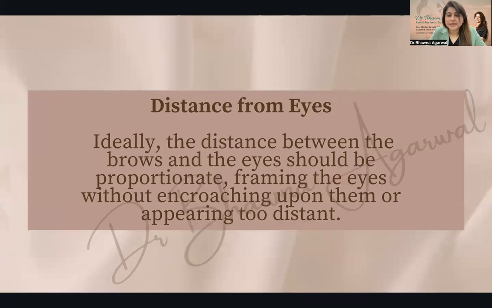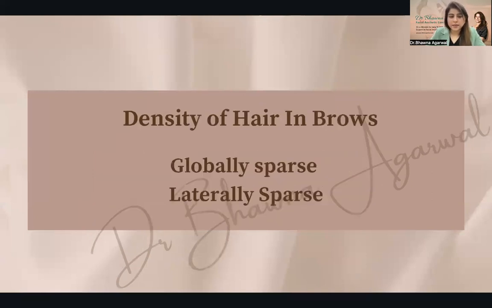The distance from the eyes has been discussed in previous videos. It should be proportionate, framing the eyes without encroaching too much or appearing too distant from them. The density of the hair in the brows could be globally sparse or laterally sparse. If the density of the hair is less, then certain procedures like microblading have to be considered before getting Botox or any other filler done, because before going in for brow lifting, the density of the hair has to be normal.